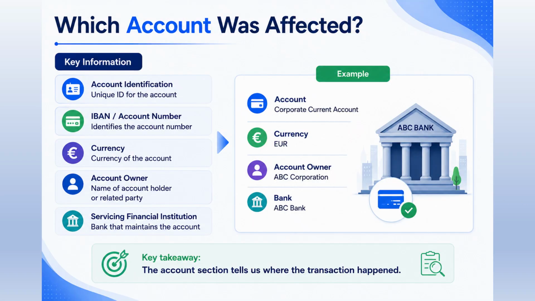Before looking at the transaction itself, we need to know which account was affected. The account section can provide account identification, such as an IBAN or account number. It can also provide the account currency, account owner or related party information, and information about the servicing financial institution. For example, we might have a corporate current account in euro maintained by ABC Bank. So remember, the account section tells us where the transaction happened.